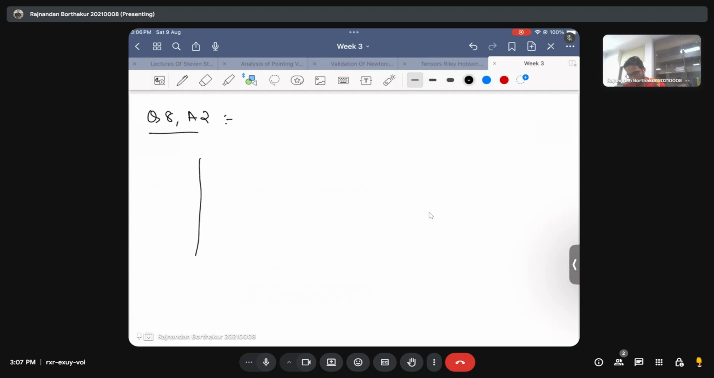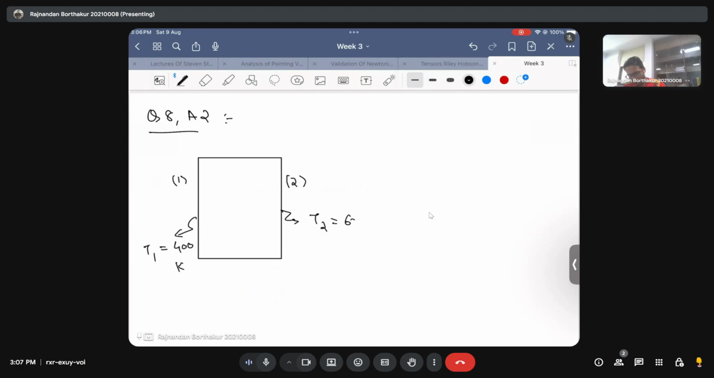What the question stated is that there was a rectangular slab and its left face, let's say I call it 1, and the right hand face I'll call it 2. The left face is exposed to temperature. If I correctly remember, the temperature at which the left face is exposed to is equal to 400 Kelvin. And on the right hand face, the temperature was equal to 600 Kelvin.